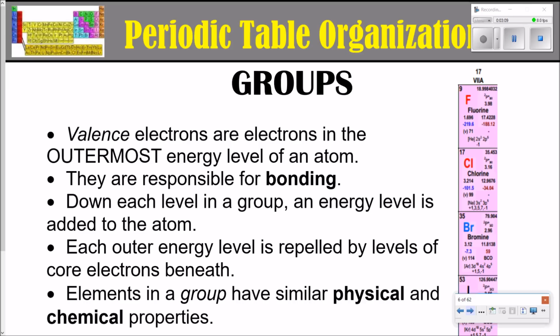As you go down each level in a group, so as you go down the periodic table in the group right here, an energy level is added to the atom with each element in a group. Each outer energy level is going to be repelled by all the levels of core electrons underneath, because remember, they're all negatively charged. So the outermost layer is going to be repelled by everything that's underneath it. And elements in a group have similar physical and chemical properties, and that's really important to understand once we start talking about these families and these groups in the periodic table.